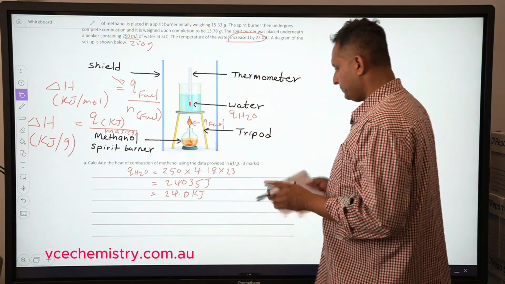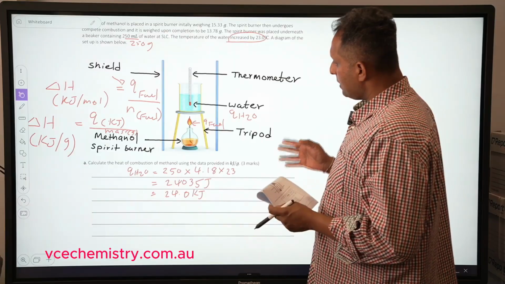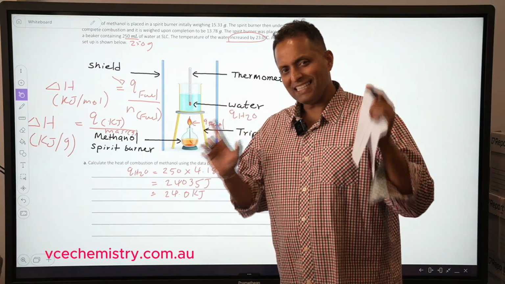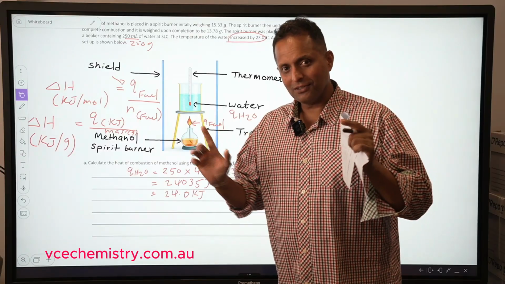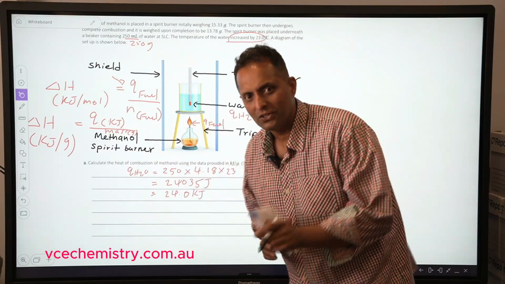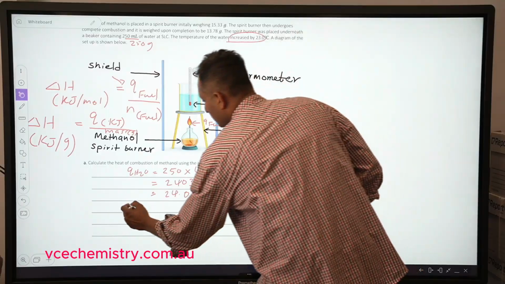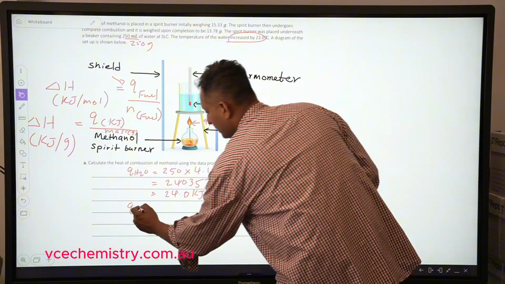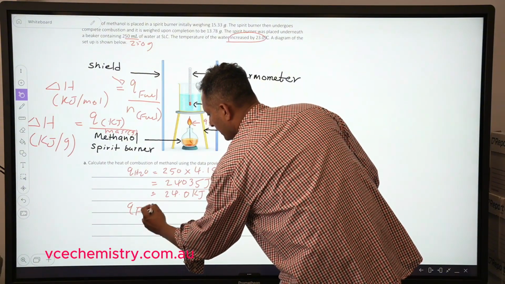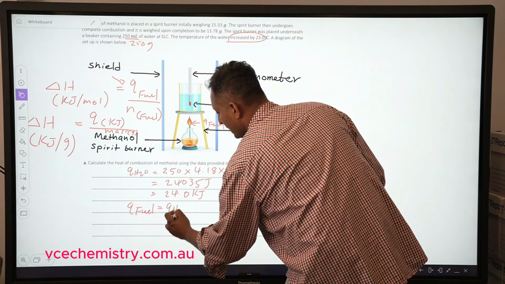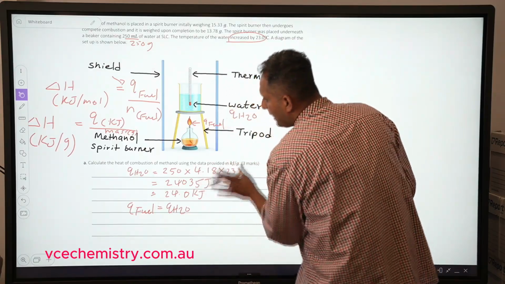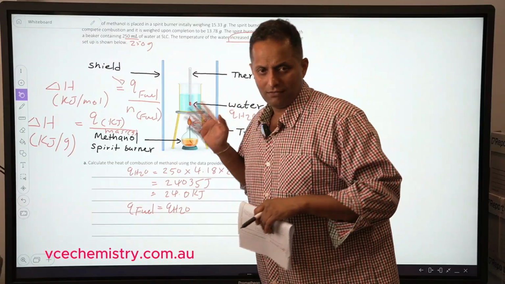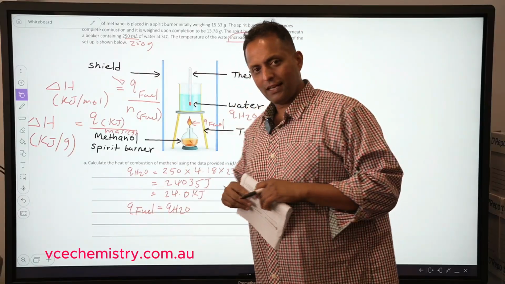Okay, now we got the amount of energy absorbed by the water. Now you know your magical assumption we are going to make. What is the magical assumption? Important assumption: even though this is not correct, we have to assume that Q fuel is equal to Q water. So we are assuming all that energy released by the fuel has gone into the water, which is not correct. We'll look at that later.